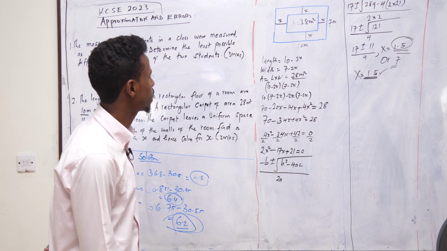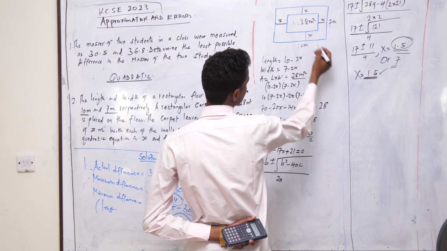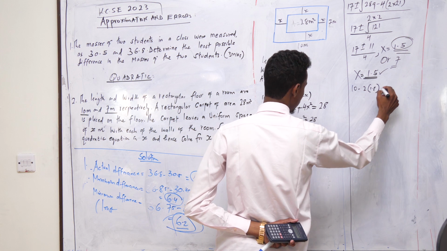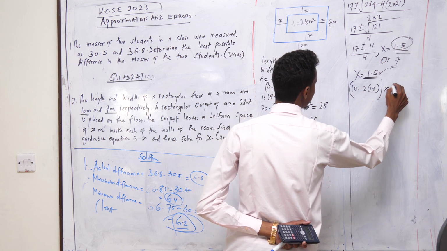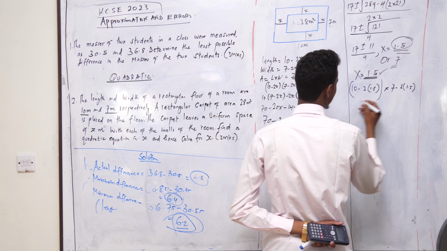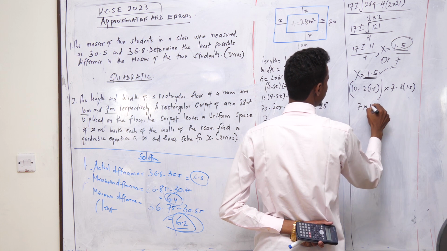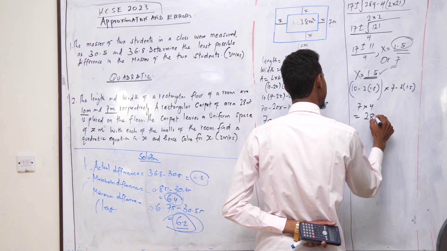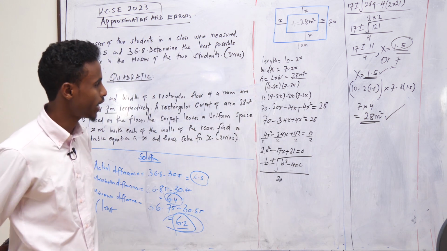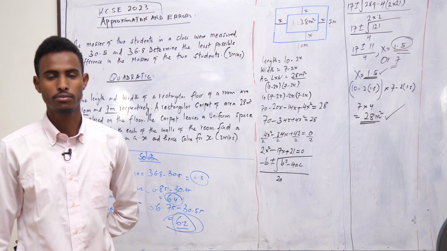And if you want further, we can prove. For example, we can say 10 minus 2 into bracket 1.5, multiplied by 7 minus 2 into bracket 1.5. This will be 10 minus 3, which is 7, multiplied by 7 minus 3, which is 4. Now, we are going to get the area of the carpet as 28 meters squared, hence proved. And that is the correct value.